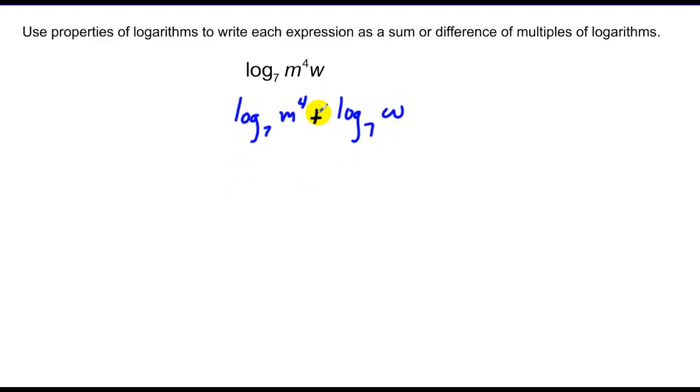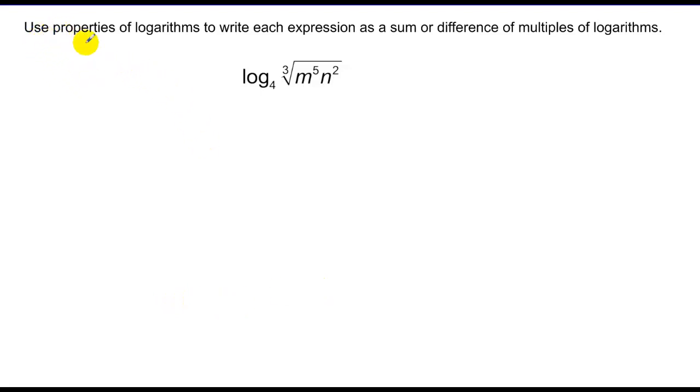Now notice I still have this exponent here, and it says use the properties of log to write an expression as the sum or difference of multiples of logarithms. So I can make a multiple out of this power. I have 4 log base 7 of m plus the log base 7 of w, and I'm done.